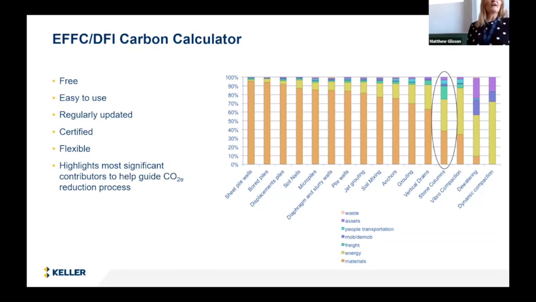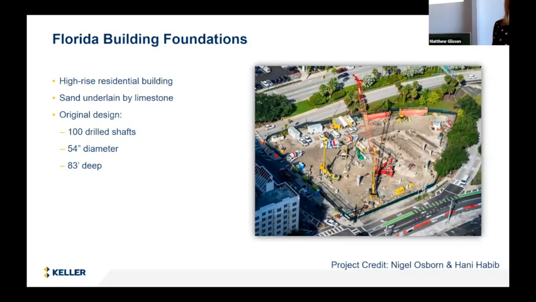Then if we do something like a stone column, we can see that the fuel that we're using also is impactful, almost as impactful as the material. So in that case, if we were able to switch to renewable diesel, then we can have a really large impact on the carbon footprint of that project. I want to give you a real quick case study on how we can use this tool.